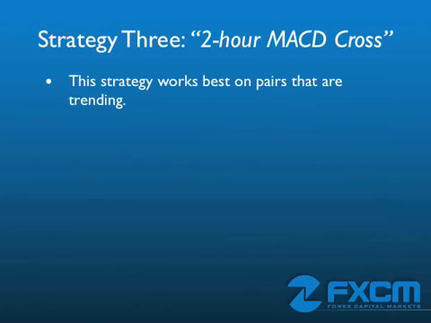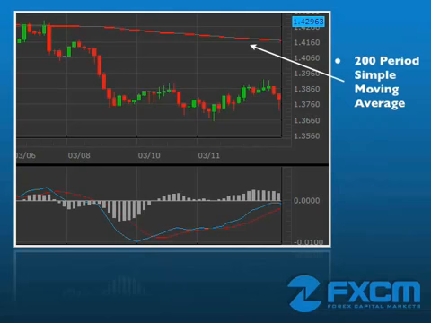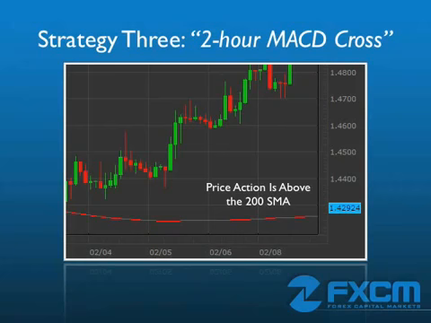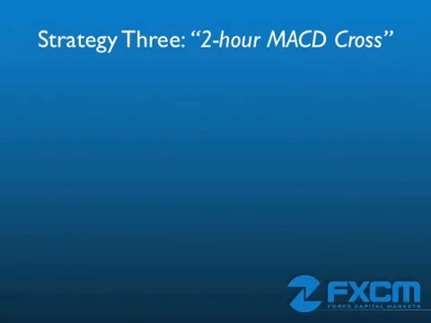Now let's take a look at our last strategy. In my opinion, this strategy works best on currency pairs that are trending. For this example, we're going to pull up a 2-hour pound-dollar chart and apply two technical indicators, a 200-period simple moving average, which is added to help me locate the direction of the trend, and a MACD, which is designed to identify trend changes. If the price action is above the 200-period moving average, like it is here, the pair is currently in an uptrend. If the price action is below the 200-period moving average, like it is here, the pair is currently in a downtrend. That's really the only purpose of the moving average indicator in this strategy.